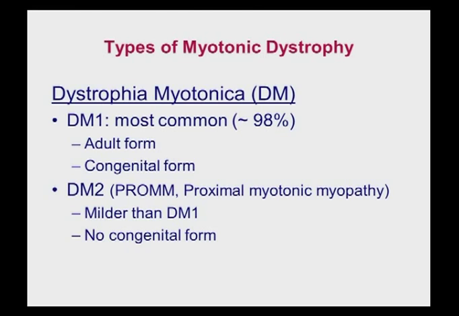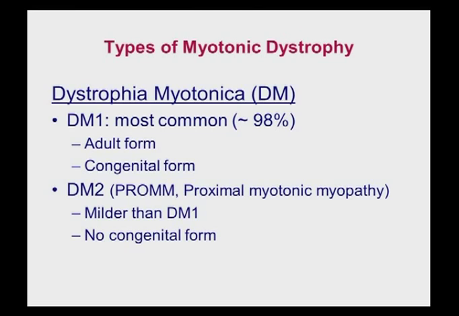There are two basic types of myotonic dystrophy. By far the most common is what we call DM1. We tend to call it DM because dystrophia myotonica is the old name for it. So when I refer to DM1, DM2, that's where that's derived from. About 98% of the patients have classical DM1.